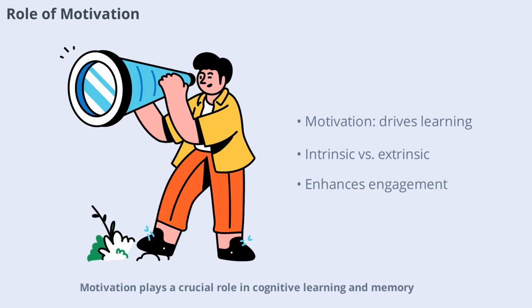Motivation plays a crucial role in cognitive learning and memory. Intrinsic motivation, driven by curiosity and interest, leads to deeper engagement and better retention. Extrinsic motivation, such as rewards or grades, can also influence learning but may not have lasting effects. Cognitive theories suggest that fostering intrinsic motivation through meaningful tasks and autonomy enhances learning outcomes.